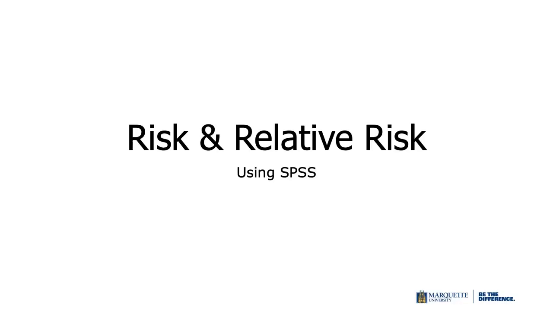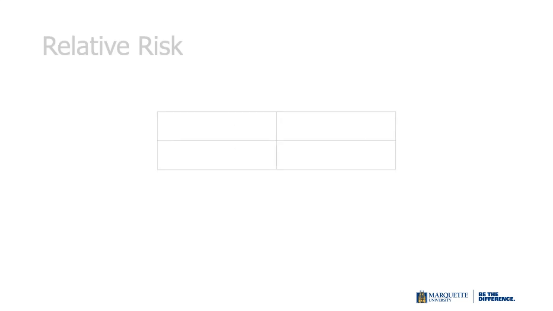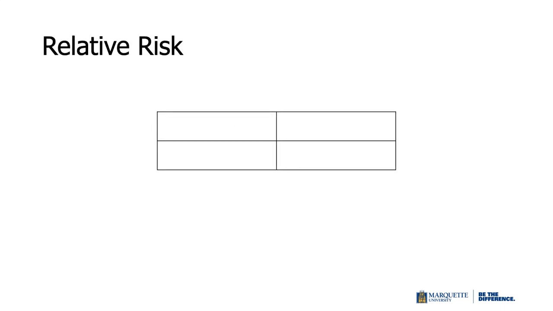In this video, I'm going to show you how to calculate risk and relative risk using SPSS. To start, we're going to form our 2x2 grid. We're going to do this on paper first, and then we'll go to the SPSS.